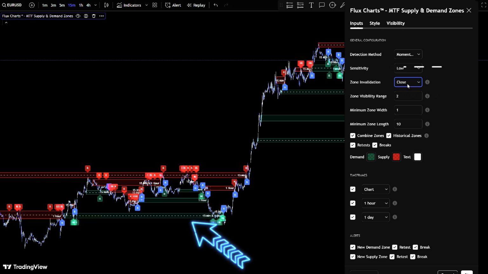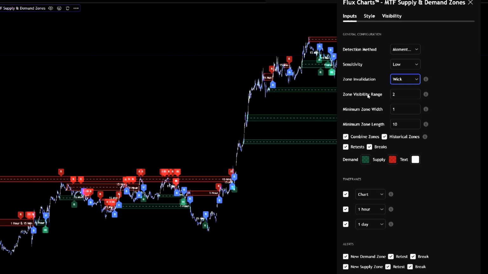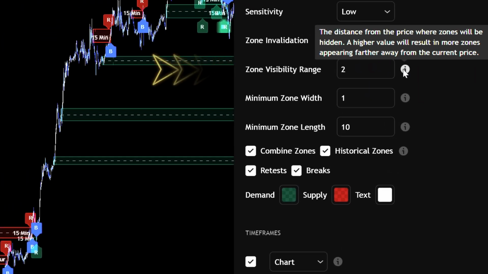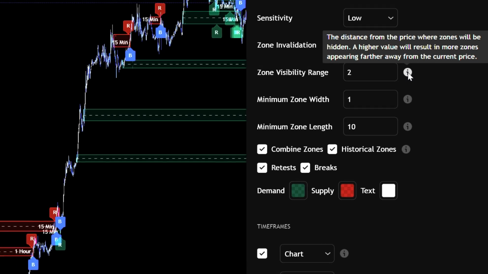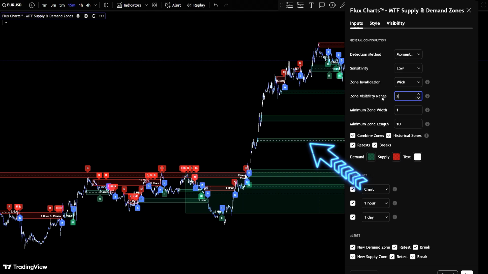Wicks can occur from random volatility or market noise, especially in fast-moving conditions, but the closing price shows stronger intent from buyers or sellers, making it a better indicator of a zone's failure. To keep your chart clean, there's the visibility range setting. This controls how far from the current price the zones appear. On a busy chart, lowering this focuses you on what's nearby, cutting out clutter.